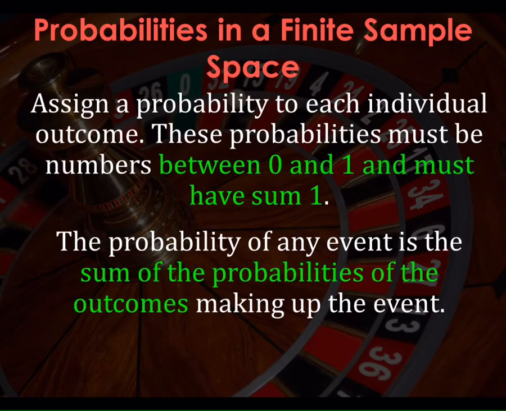So the probabilities in a finite sample space: if you assign a probability to each individual outcome, they have to be between 0 and 1, and they have to add up to 1. A finite sample space basically means you have a countable number of possible outcomes. The probability of any event is the sum of the probabilities of the outcomes making up the event. And we saw this in the previous example when we looked at the complement. Instead of looking at the people that were not 18 to 23, we would add up the people that are in each of the 3 age groups older than 18 to 23 to find the total probability.